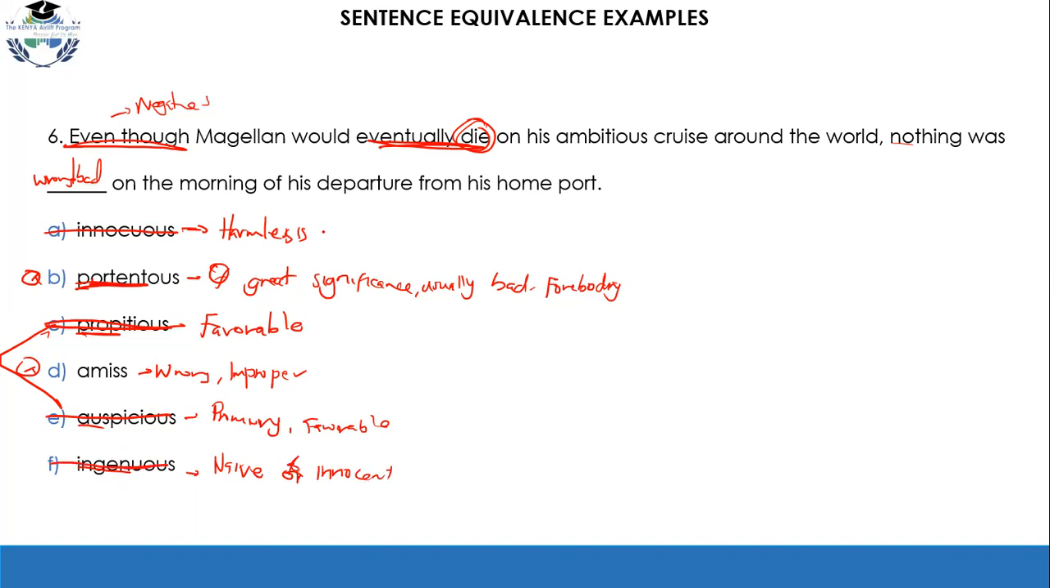This will leave us with those people who said potentials. If you had said potential, if you had said amiss, you would have gotten that correctly. So potentials and amiss. So even though Magellan would eventually die on his ambitious cruise around the world, nothing was amiss on the morning of his departure from his home port. So again, even though here really stands out, even though negates whatever happened in the second part of the sentence. So as had been mentioned by Ian, right?